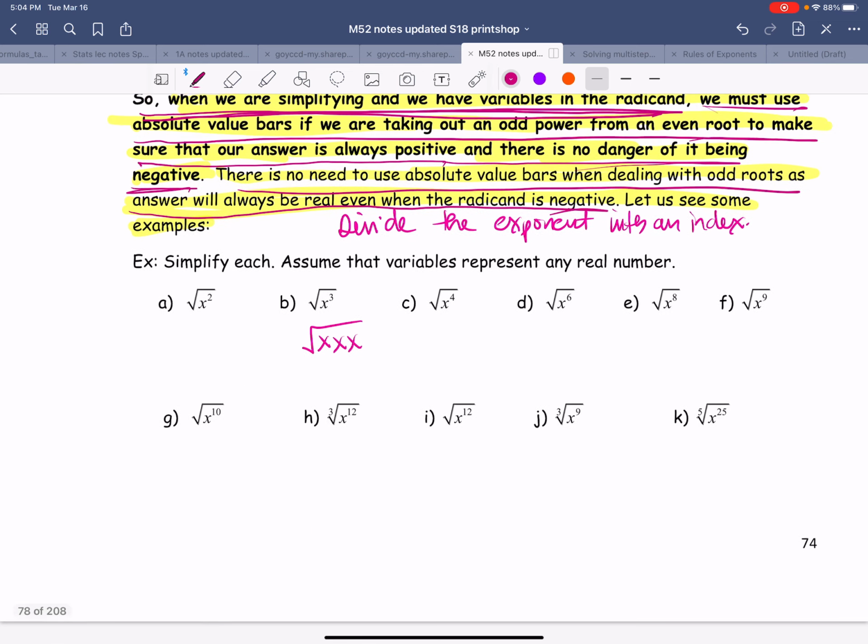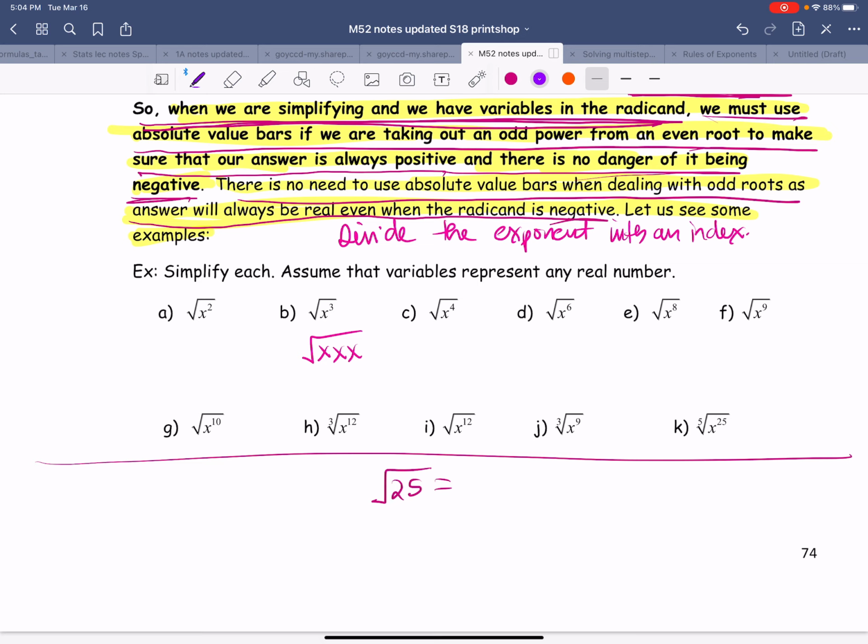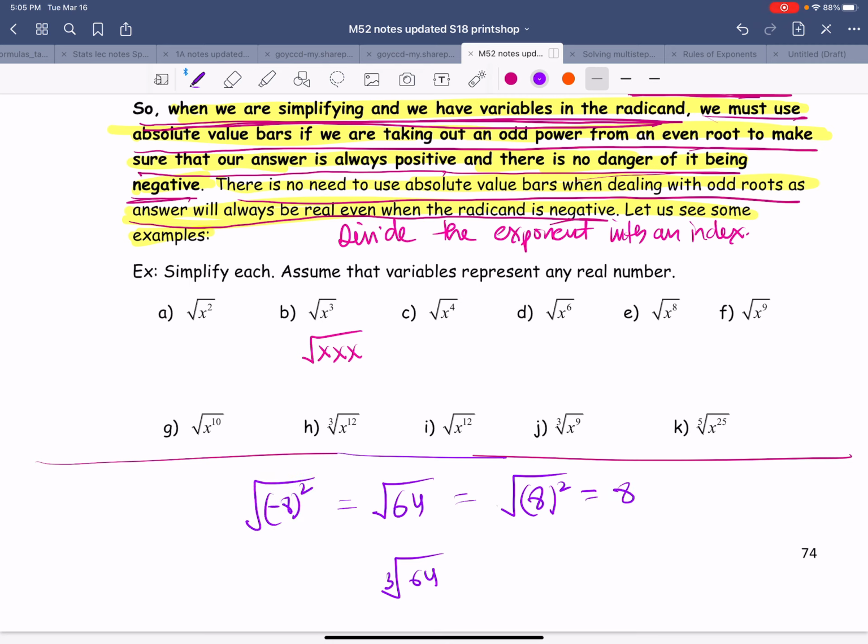Okay, think about it. So square root of 25. The reason we're trying to say that the square root of 25 is always positive, it's positive only. Here's the problem. Let's take 64, because 64 is a perfect square and a perfect cube. So the problem is there are 2 ways of writing 64. I can write it as 8 squared, and if I divide the index by the exponent, 8 comes out. Another problem is I can also write it as negative 8 squared. If I divide the index and the exponent, negative 8 to the first power comes out.